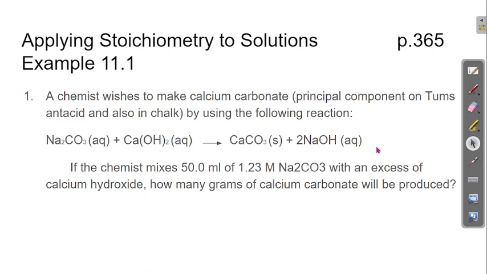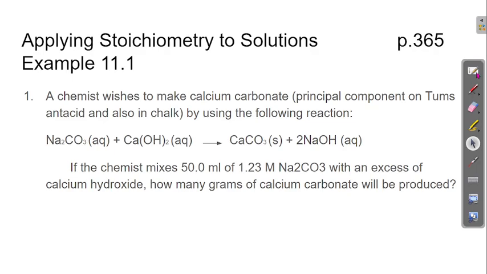If the chemist mixes 50 milliliters of a 1.23 molarity sodium carbonate, so this is this compound right here, with excess of calcium hydroxide, this is your calcium hydroxide, that means if it's in excess, this one is the limiting reactant, means you're not going to run out of this one. How many grams of calcium carbonate will be produced? So this is the direct correlation, 1 to 1. This determines how much calcium carbonate you can produce. AQ is aqueous in water, that means it's a solution. This is happening inside a solution.